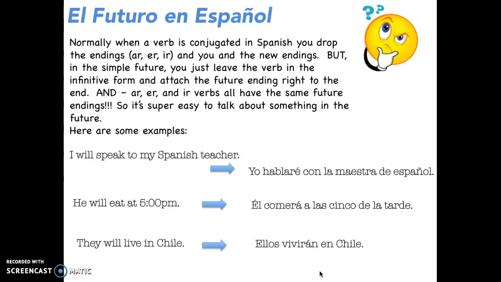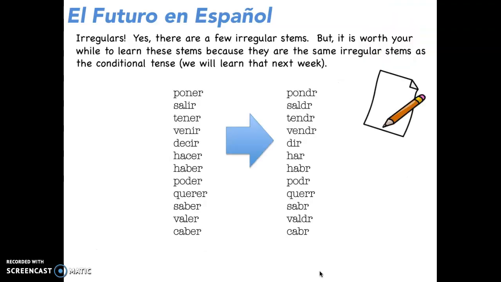So in English, where we had the pronoun and then we stick the word will, W-I-L-L, it's a helping word, and then the verb, will speak, will eat, will live. In Spanish, you don't need that word will. You just need to put the verb in the future conjugation, and that will tell the reader or the listener it's going to happen later on.